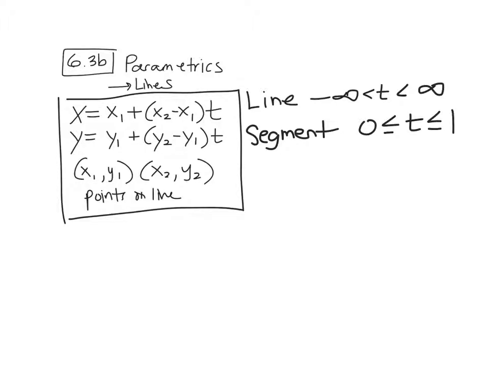And don't change that. It's not 2 to 5. It's not whatever. It's always 0 to 1. So you plug in 0, you'll get the first point. And if you plug in 1, you'll get the last point. And that's it. Line segment.